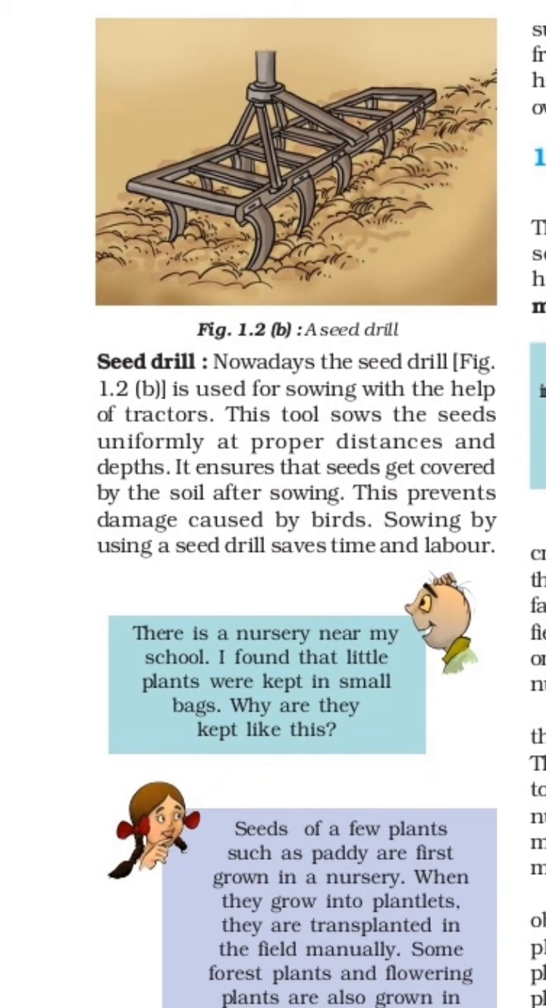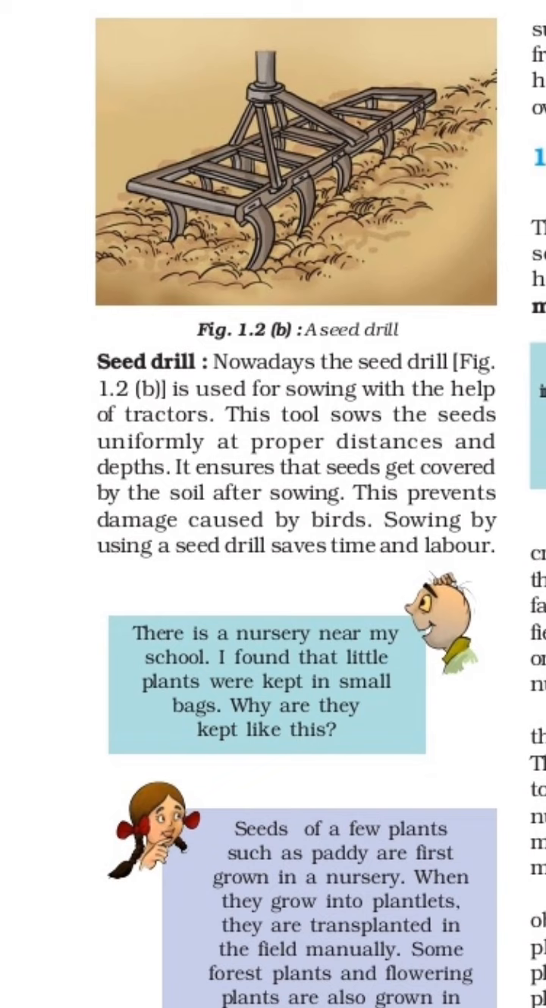Now when we are using the seed drill, what will happen? This tool sows the seeds uniformly at proper distances and a proper depth. It ensures that seeds get covered by the soil after sowing. With the first traditional tool, when the seeds are sown, afterwards we again have to cover the soil with the help of another leveler, and this way it takes time and labor also.